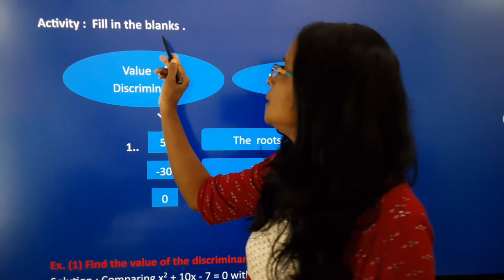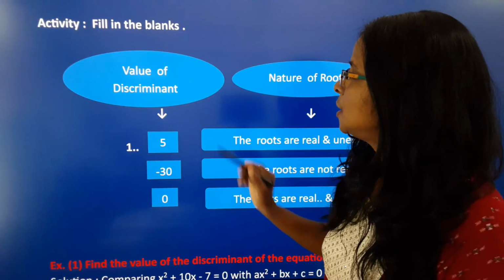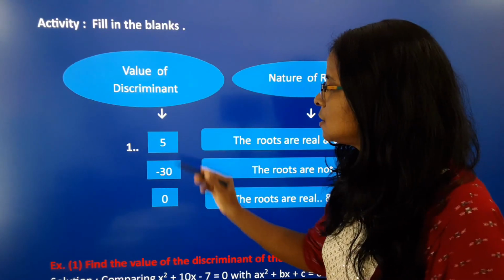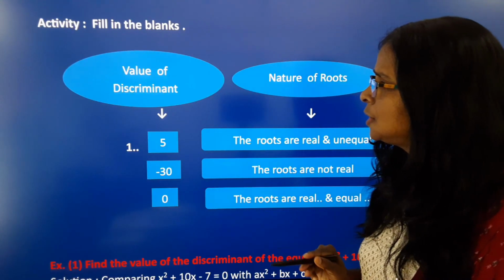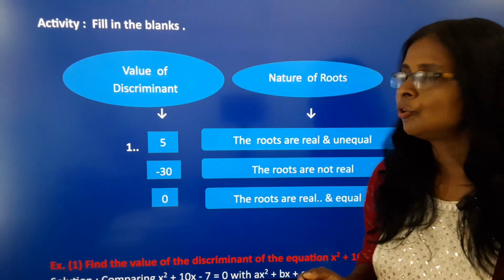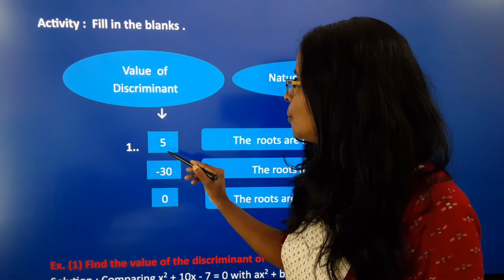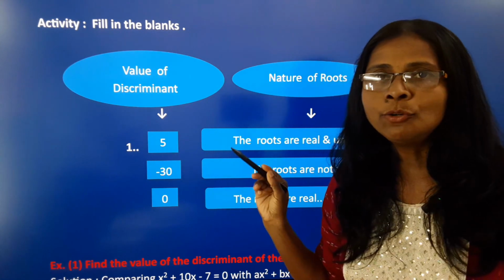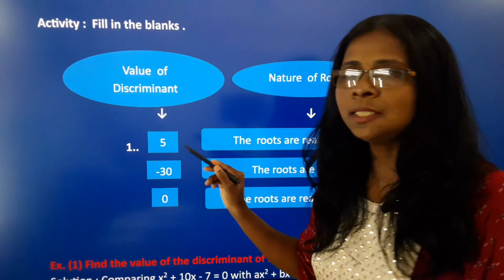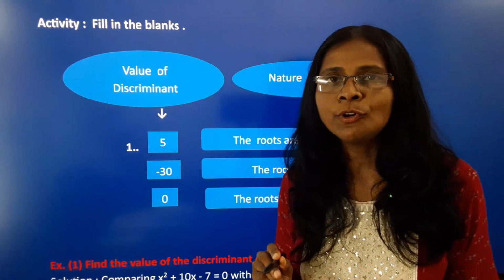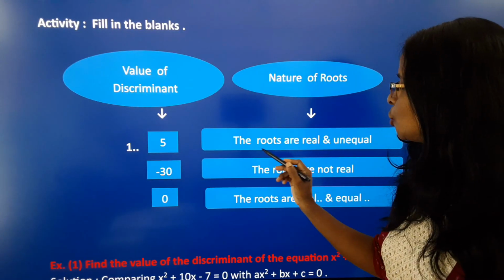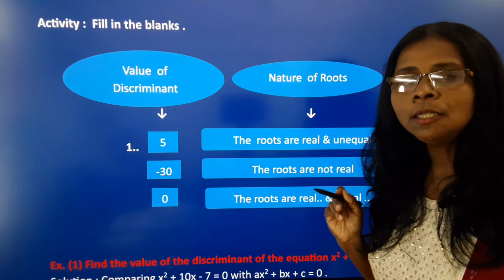Activity: fill in the blanks, value of discriminant and nature of roots. Here in the first column, the value of the discriminant is given and we have to find the nature of the roots. The value of discriminant, that means b square minus 4ac, is equal to 5, which is a positive value, greater than 0. So we say that the nature of the roots is real and unequal.